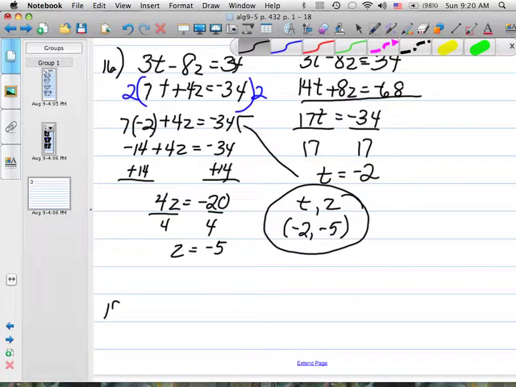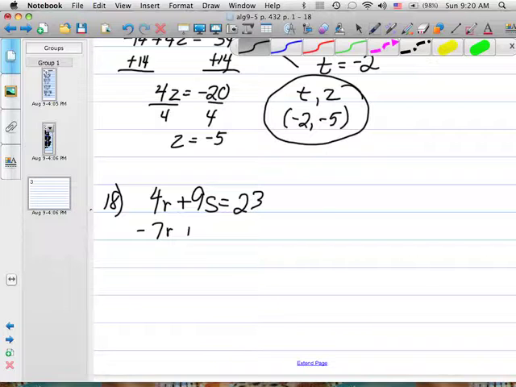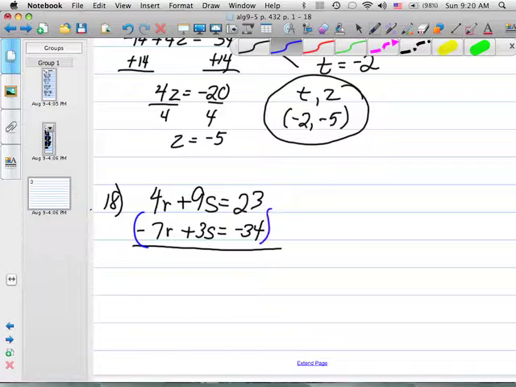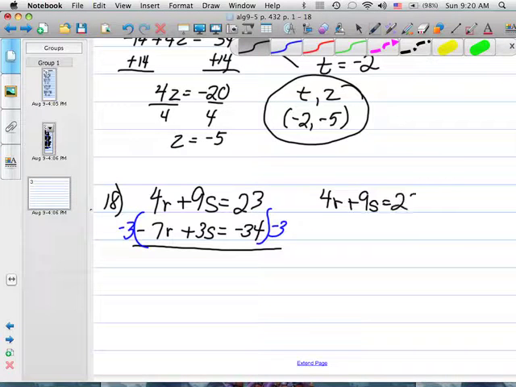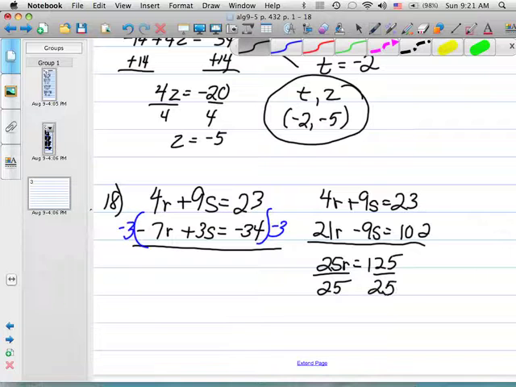And our last problem, number 18. We have 4r plus 9s equals 23, and -7r plus 3s equals -34. So I would multiply, probably easiest to multiply by -3 on the bottom. So we get the new system 4r plus 9s equals 23, and 21r minus 9s equals +102. Adding, we get 25r equals 125. Divide by 25, and r equals 5.